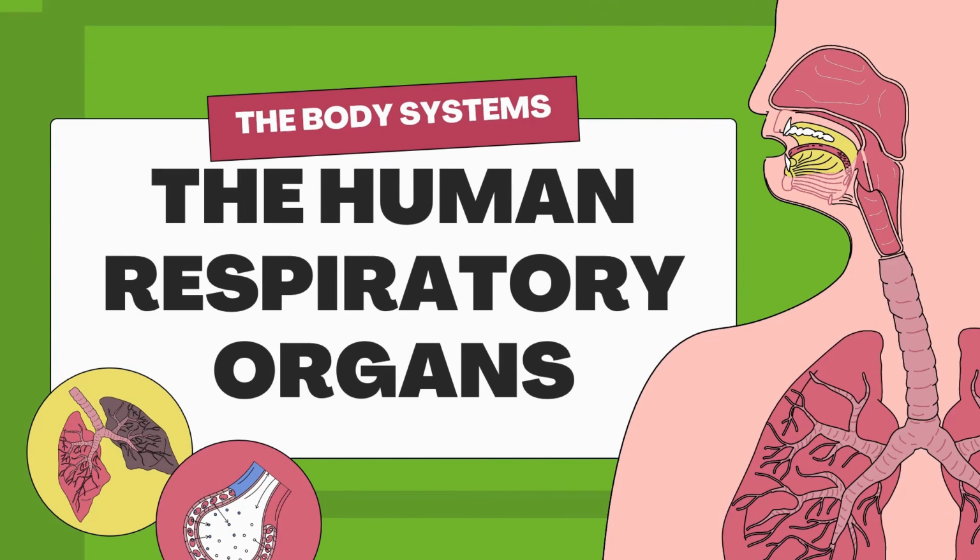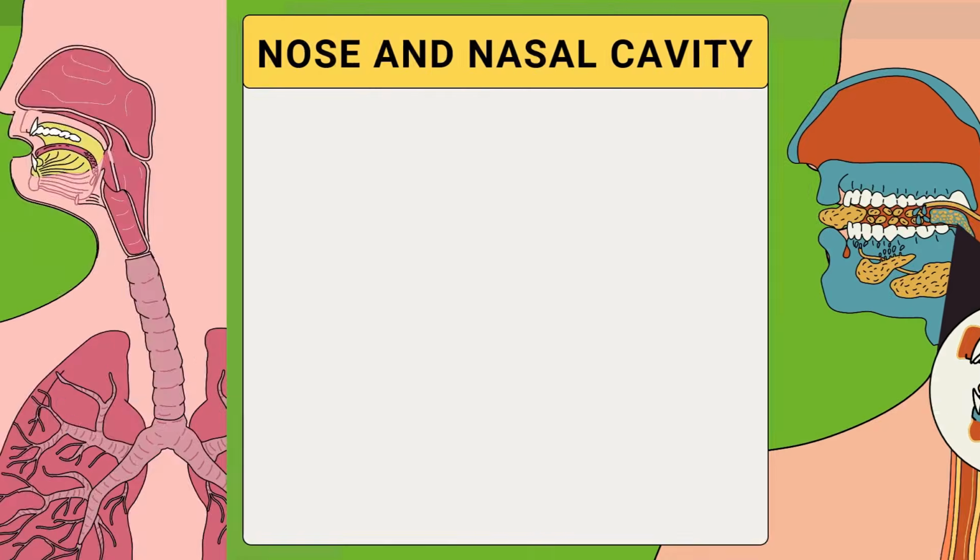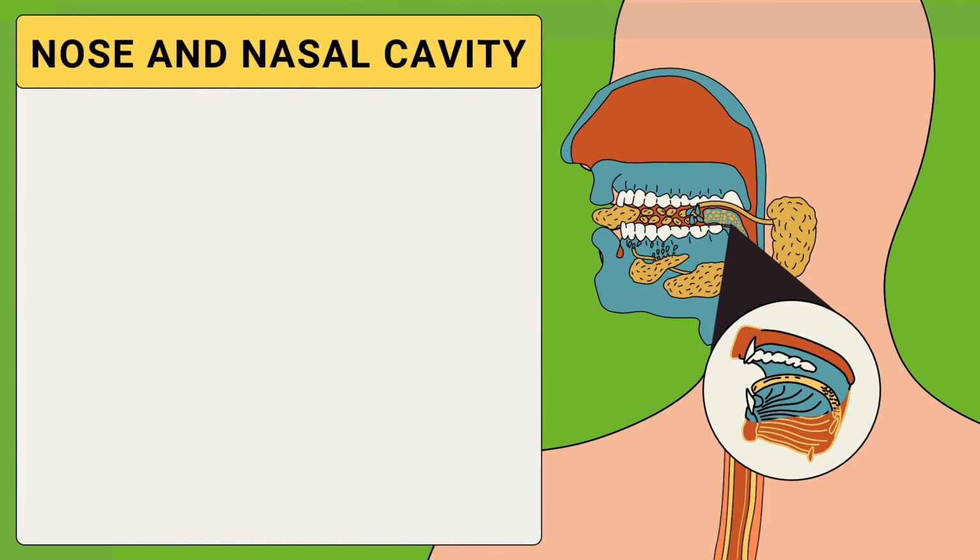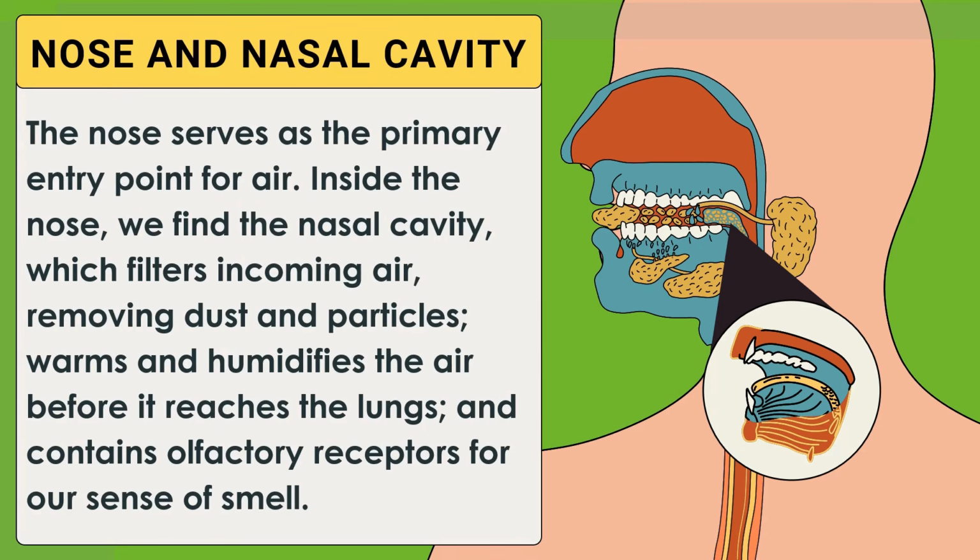Let's now go on with the human respiratory organs. Nose and nasal cavity. The nose serves as the primary entry point for air. Inside the nose, we find the nasal cavity, which filters incoming air, removing dust and particles, warms and humidifies the air before it reaches the lungs, and contains olfactory receptors for our sense of smell.